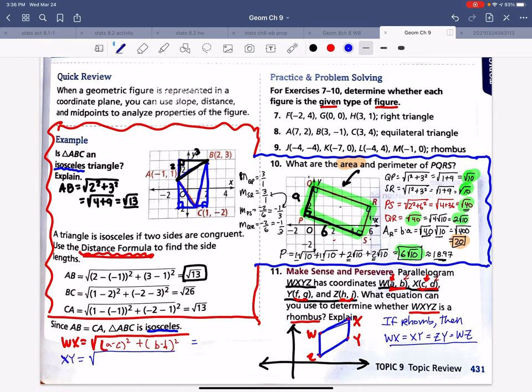So XY, I would subtract C and F and D and G, which would have to equal ZY. So ZY, I would subtract F and H, and G and I. And last, that would have to also equal WZ. So that would be this W first and last. So I would subtract A and H, and B and I. Cool. Okay.